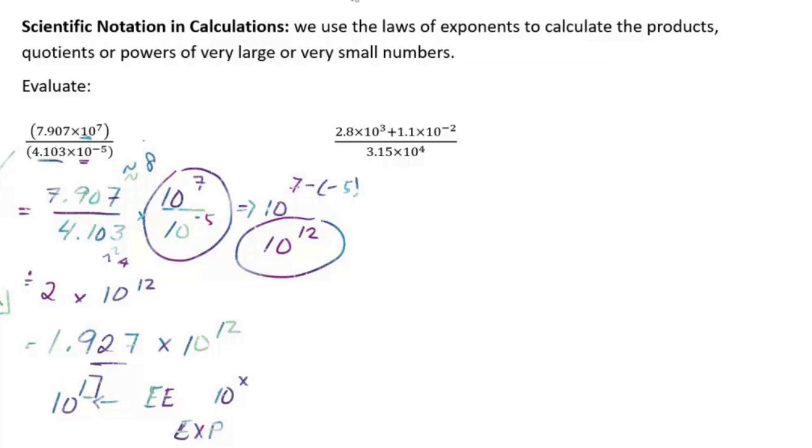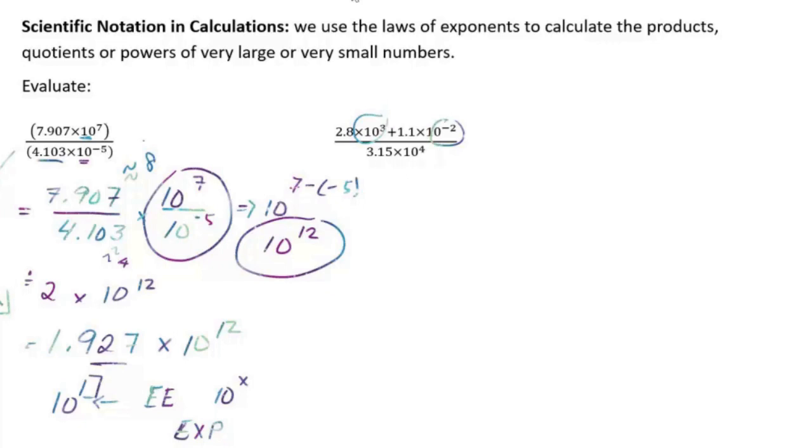Let's look at the second question. 2.8 times 10 to the power of 3, so a large number in the order of 1,000, plus 1.1 times 10 to the negative 2, so plus a really small number. A really large number and a really small number added together isn't going to change the value of that large number very much. It's particularly not when I'm only using 2 significant figures.